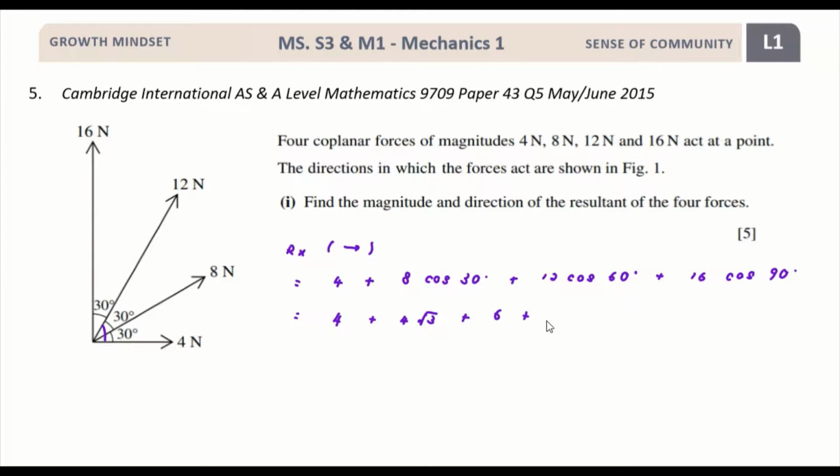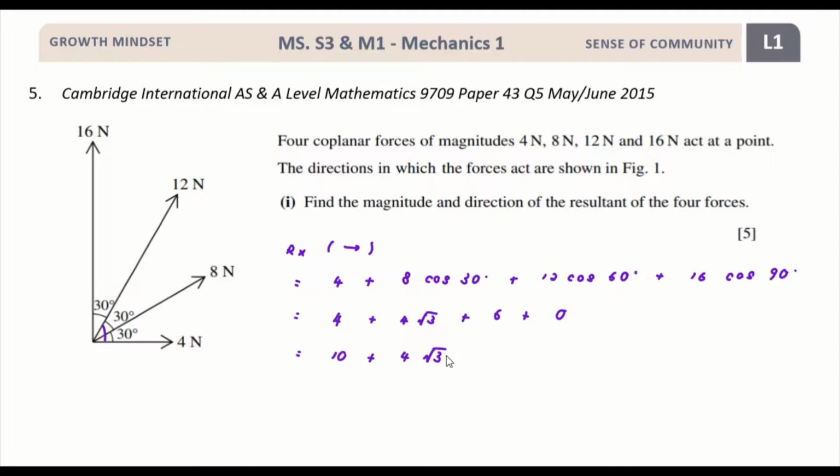So it's not necessary for you to write in this part, because you already know that all of the force 16 here will go into the y component. So it's just 0 here. If you didn't write 16 cos 90 here, it would be correct as well. So it's equal to 10 plus 4 square root 3.